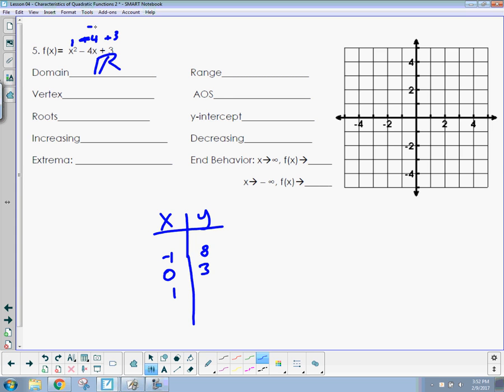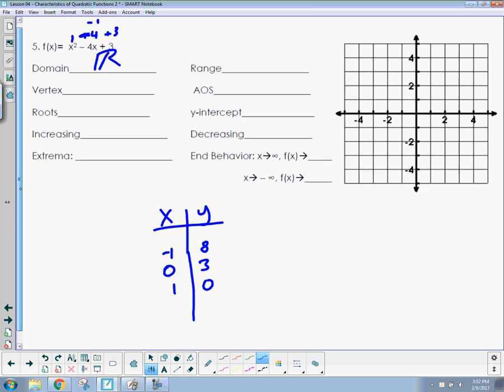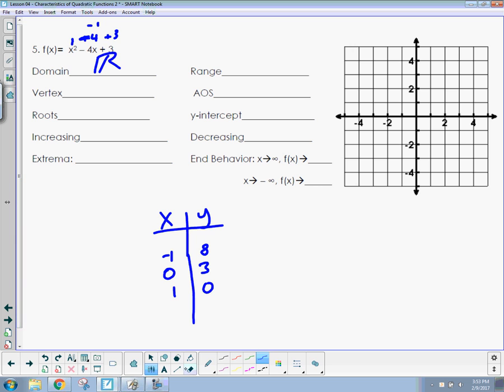I'm going to keep going that direction. Let's try 2. Plug in 2 here, I'll get 4. That'd be negative 8. Negative 4 times 2 is negative 8, plus 3. That's 7, negative 8. That's negative 1. See how it keeps going lower and lower? Let's see what 3 does.